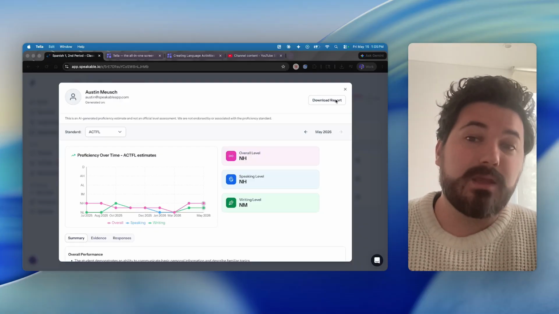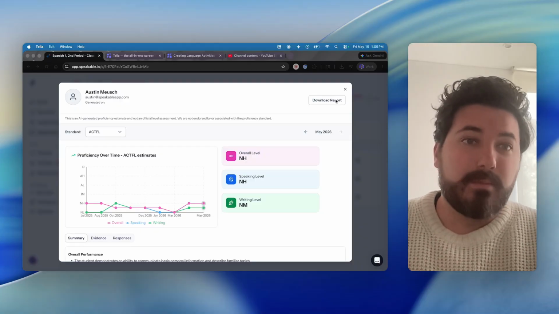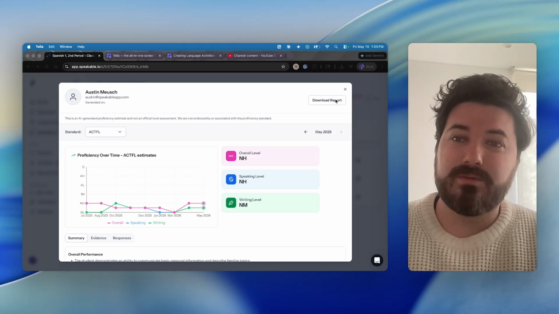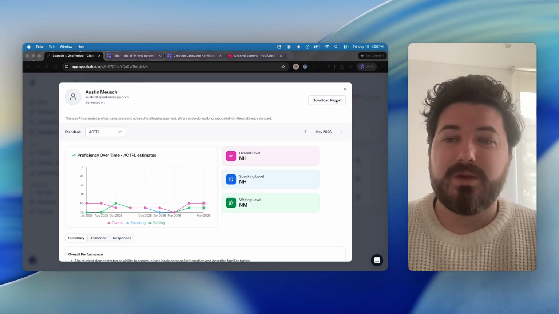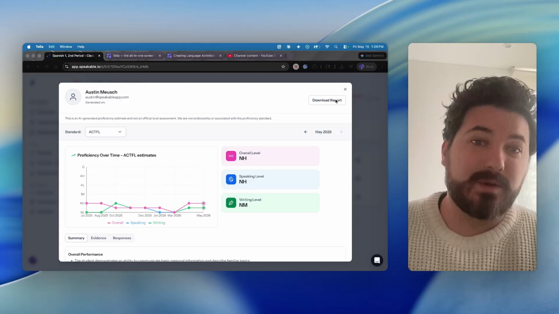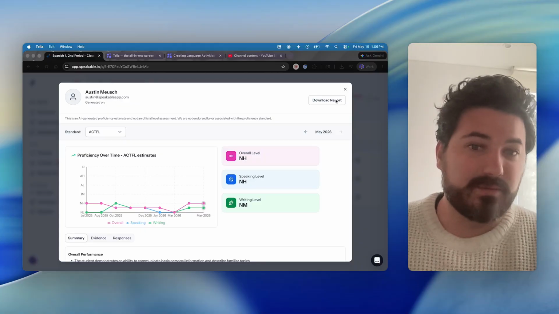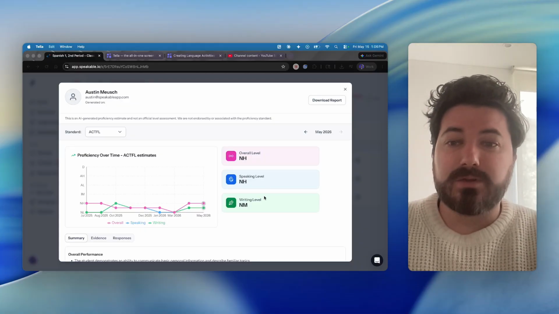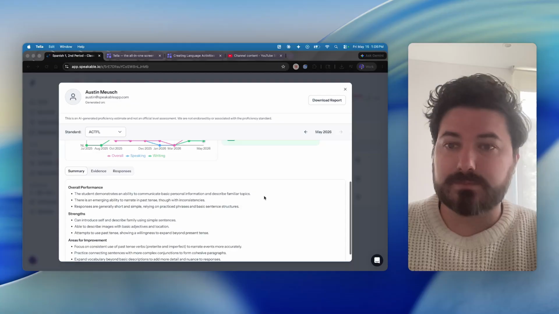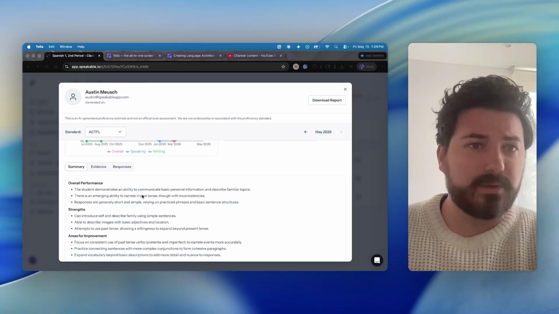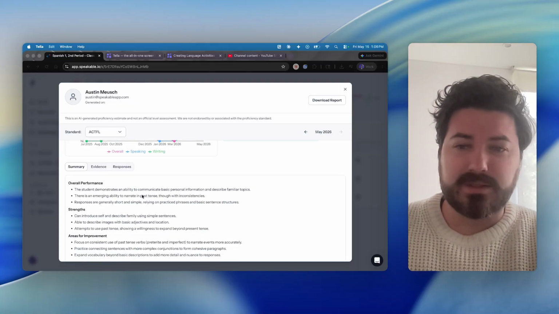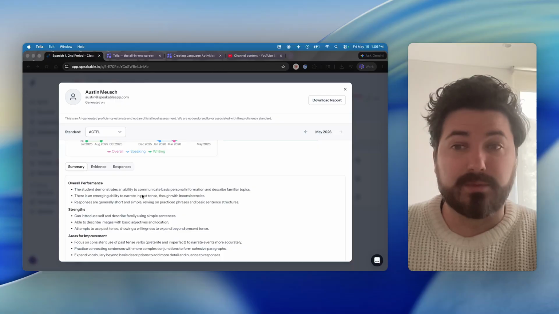So what we're looking at here on the screen is my portfolio for my Spanish responses over the course of time, and it's estimating my proficiency level based on the ACTFL standards. There's 3 tabs here below the chart. There's a summary, so overall performance, you can see my strengths and areas where I can improve.